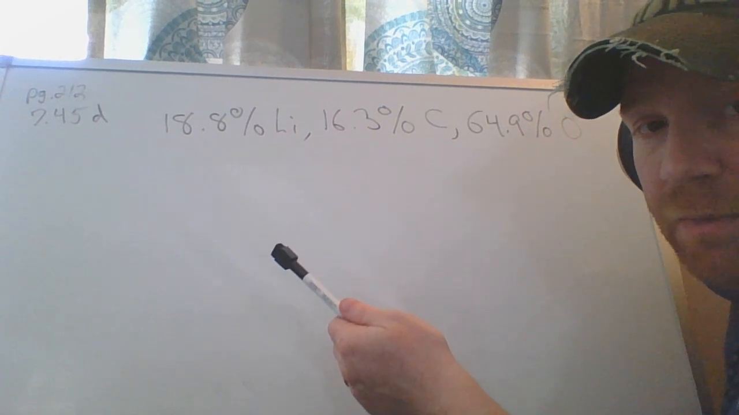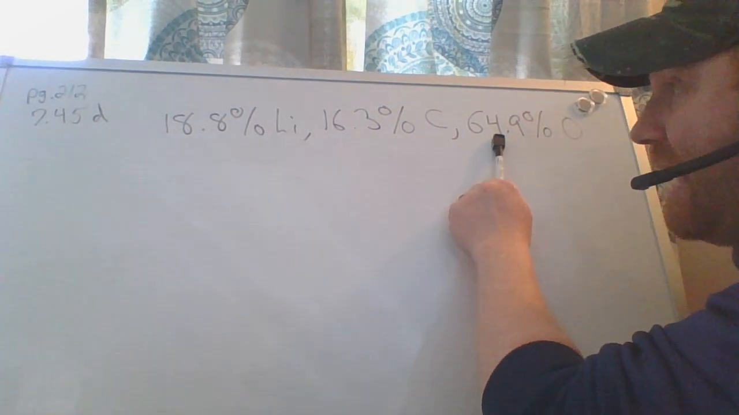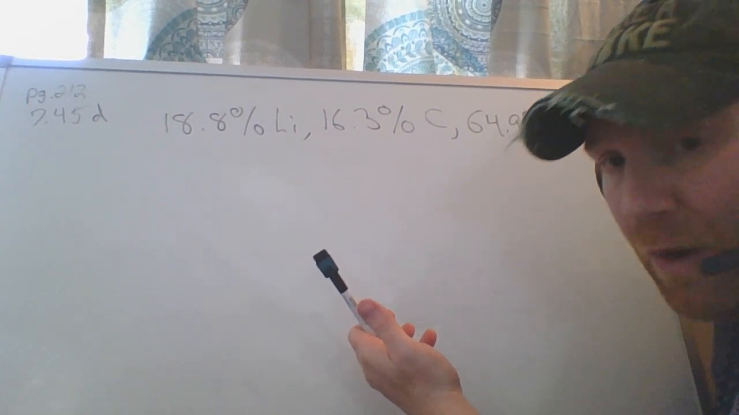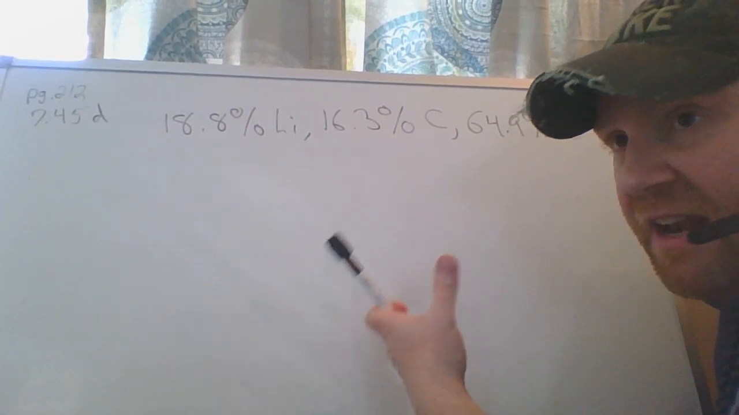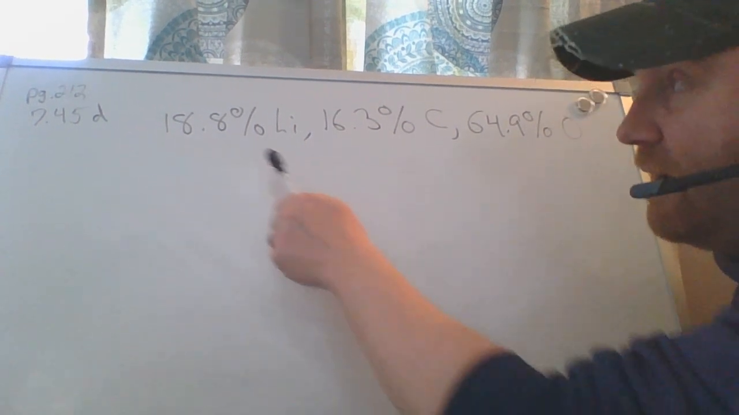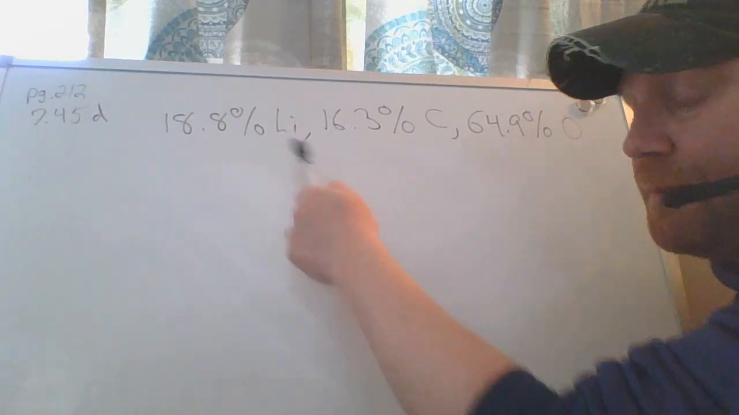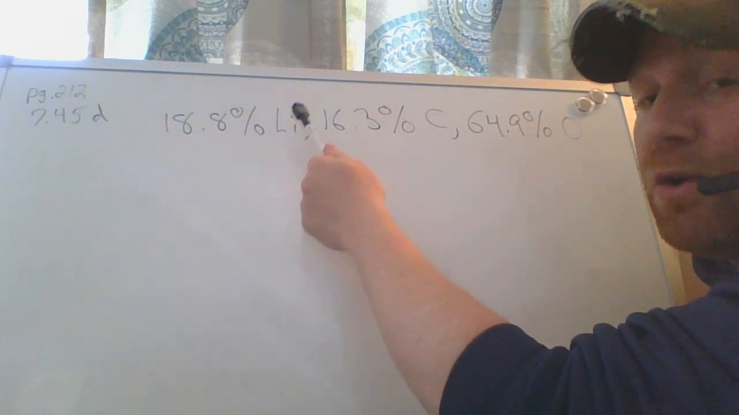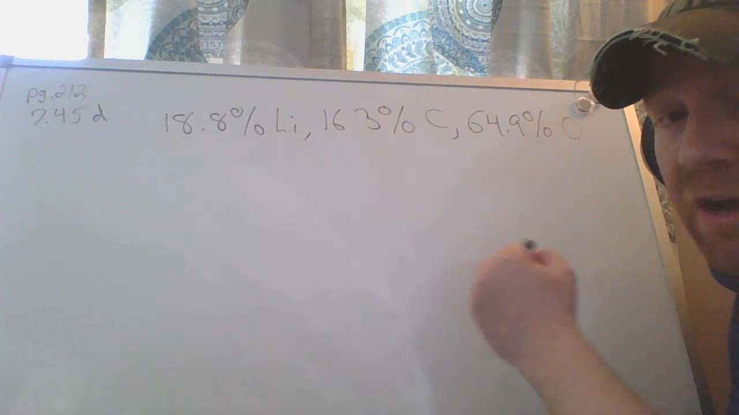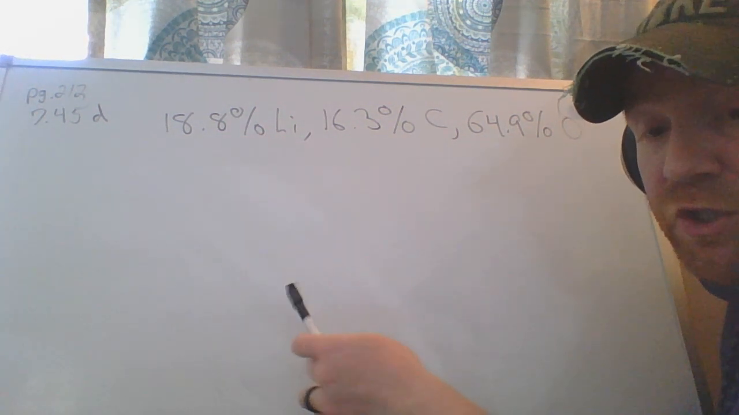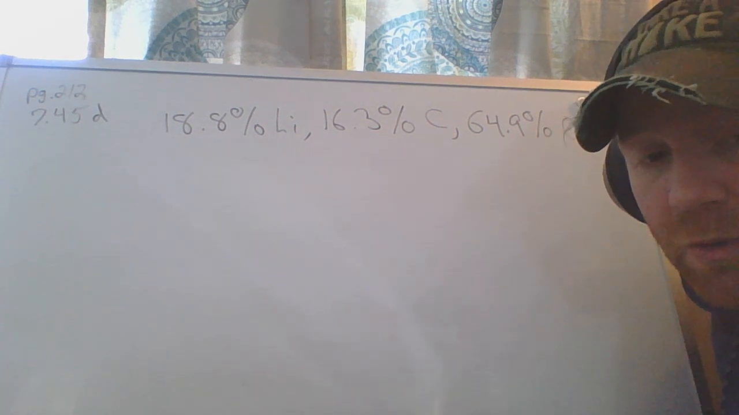Simply assume, because all of these numbers add up to 100%, that you have 100 grams of the compound, a nice round even number, 100. So instead of 18.8% lithium, you're going to ignore the percent and you're going to say you have 18.8 grams of lithium. Same for the other two. I'm going to set up the 3 solutions so we can find the empirical formula.